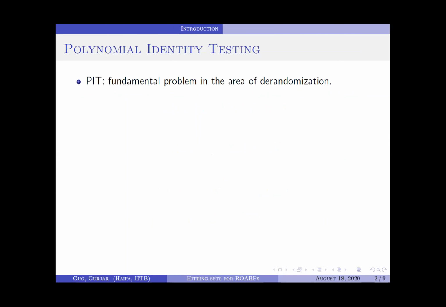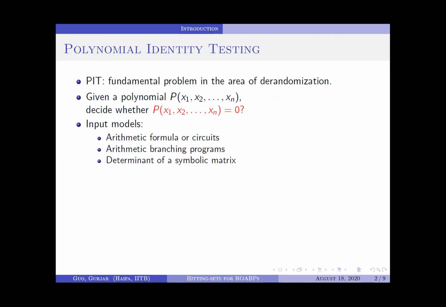We are interested in polynomial identity testing, or PIT, which is a fundamental problem in derandomization. Here we are given a multivariate polynomial, and we want to know whether or not it's zero. We assume the polynomial is efficiently computable in some model. It could be an arithmetic formula or circuit, or arithmetic branching program, or determinant of some symbolic matrix. In this talk, we focus on the read-once oblivious branching program as the model, or ROABPs.